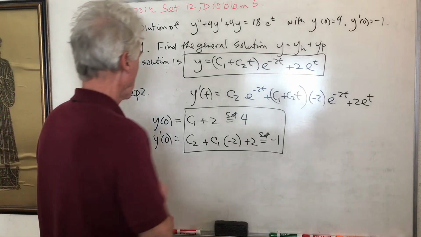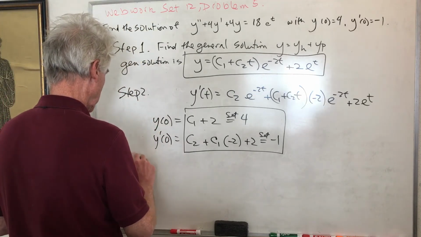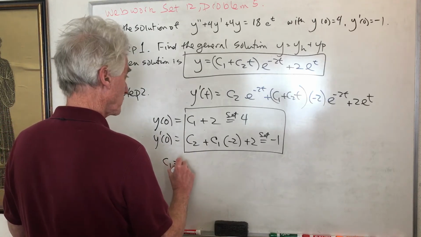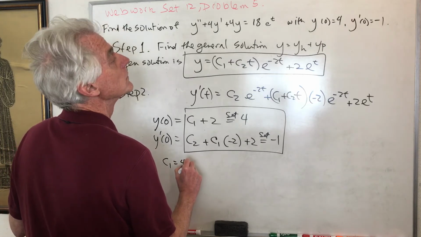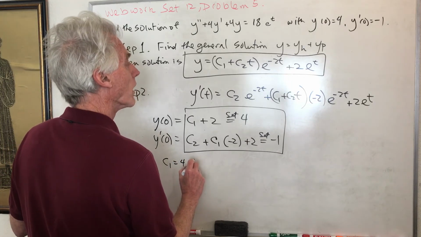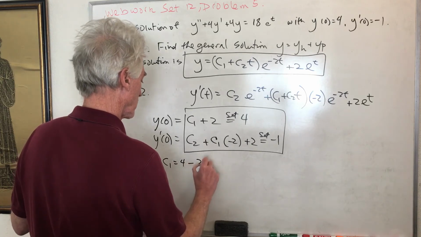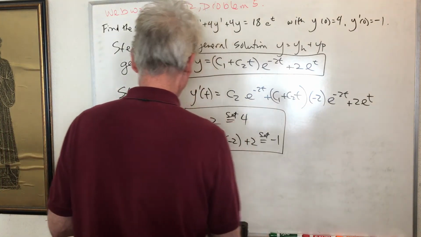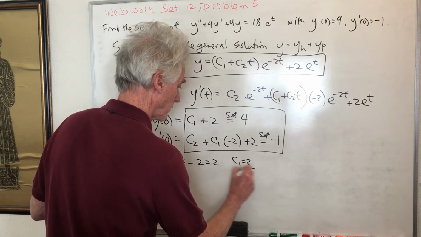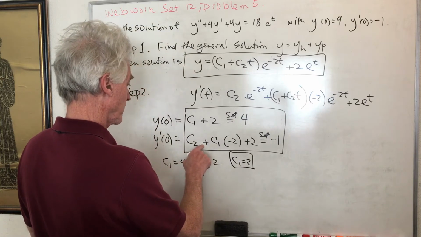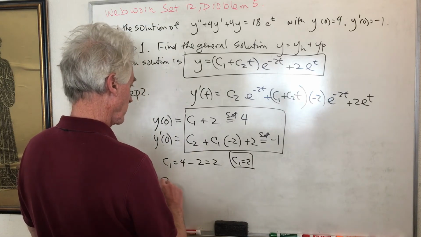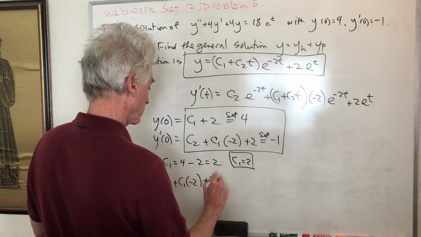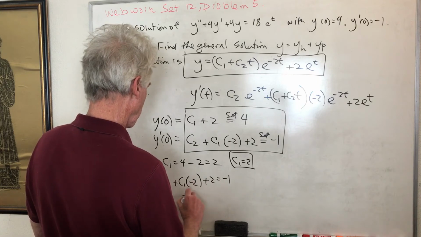And now we're going to solve those. Okay, the first one is going to be pretty easy. C1 is going to be 4 minus 2. C1 is 2. All right. And then I use this one, the second equation. I get 2 plus C1 times negative 2 plus 2 equals negative 1. I get negative 2.